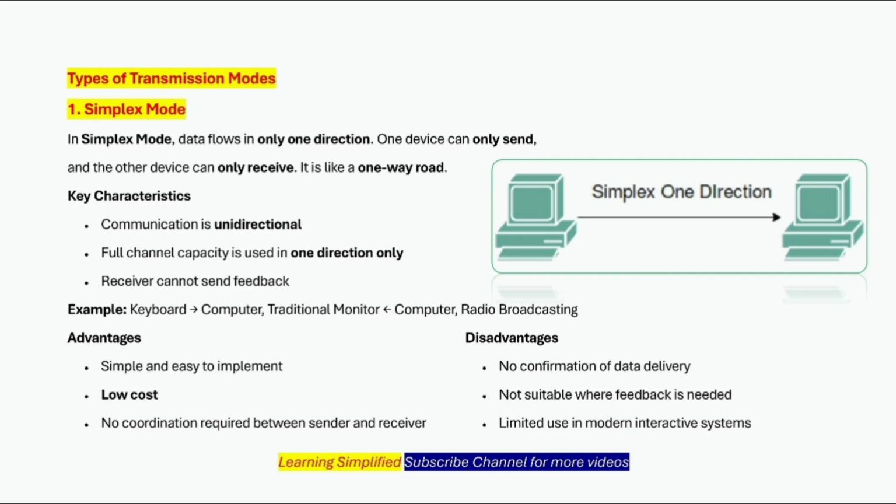It works like a one-way road, where traffic moves in only one direction. In this mode, communication is unidirectional, the entire channel capacity is used in one direction, and the receiver cannot send any feedback to the sender. Common examples of simplex mode include a keyboard sending data to a computer, a traditional monitor receiving data from a computer, and radio broadcasting. Simplex mode has some advantages.